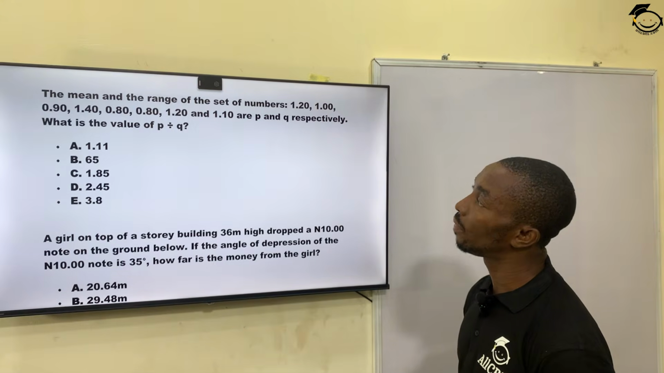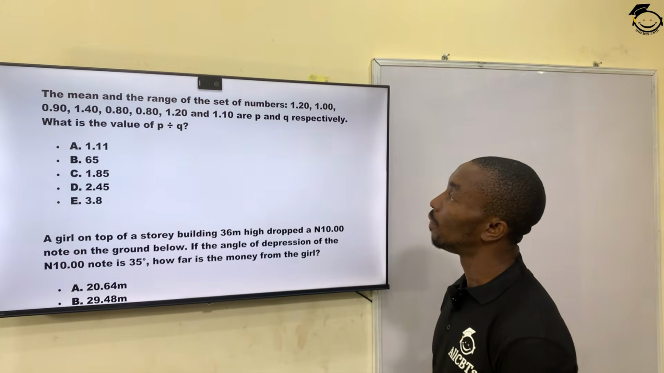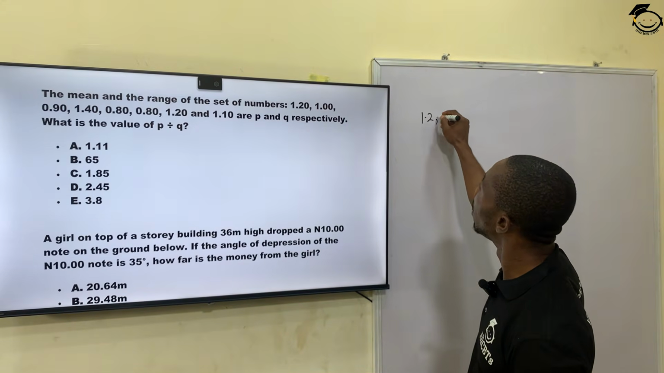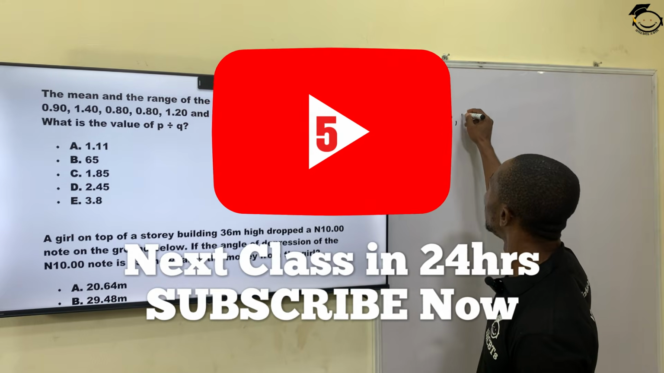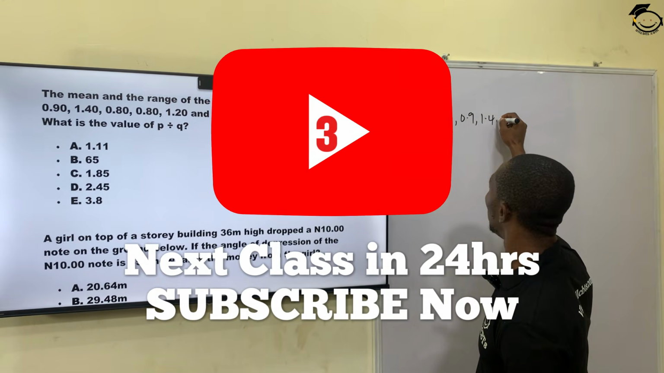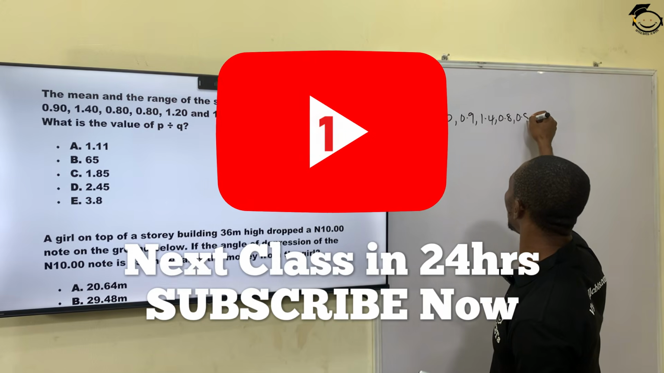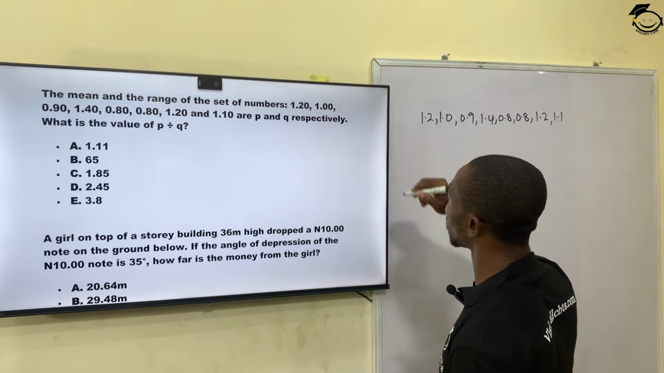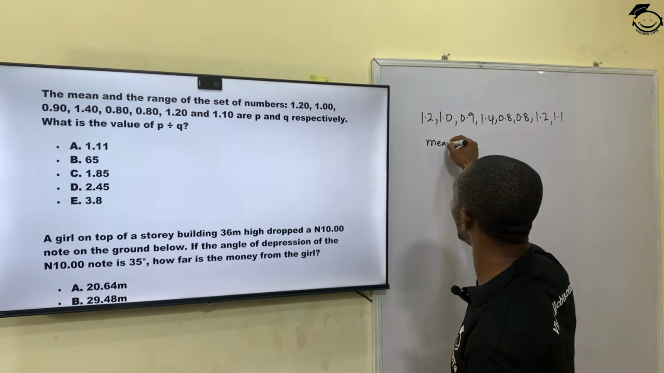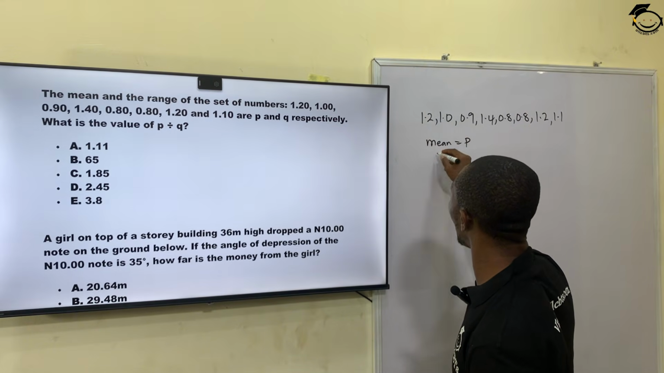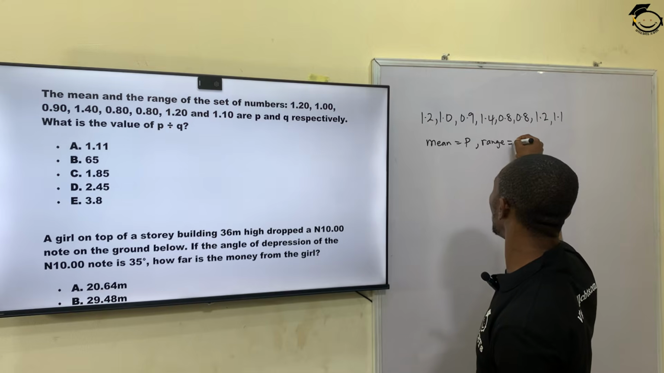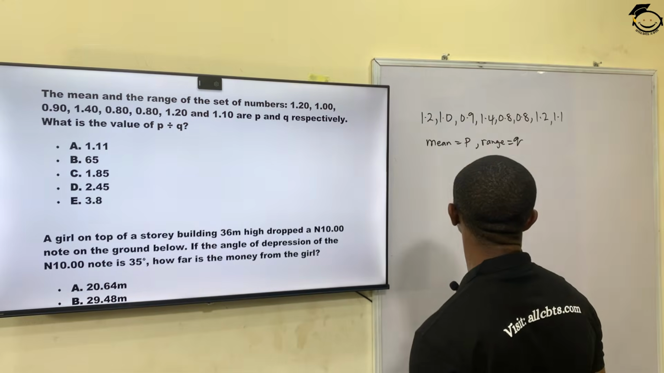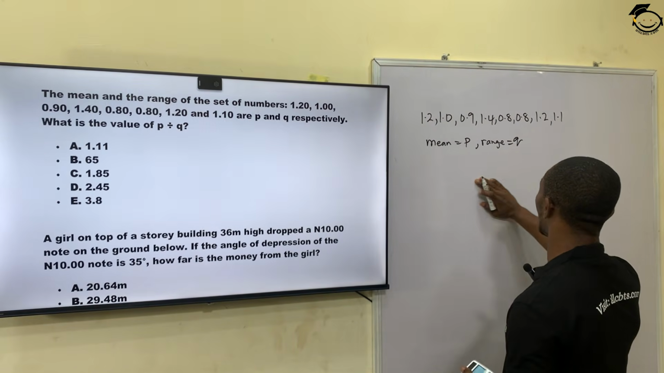The mean and the range of the set of numbers 1.2, 1.0, 0.9, 1.4, 0.8, 0.8, 1.2, and 1.1 are P and Q respectively. Thus, our mean is represented by P, and our range is represented by Q. Now, this says we should find the value of P divided by Q. That means the mean divided by our range.